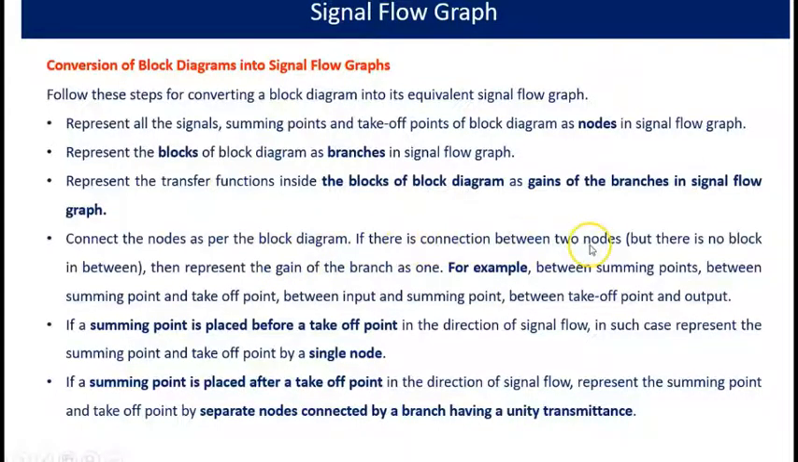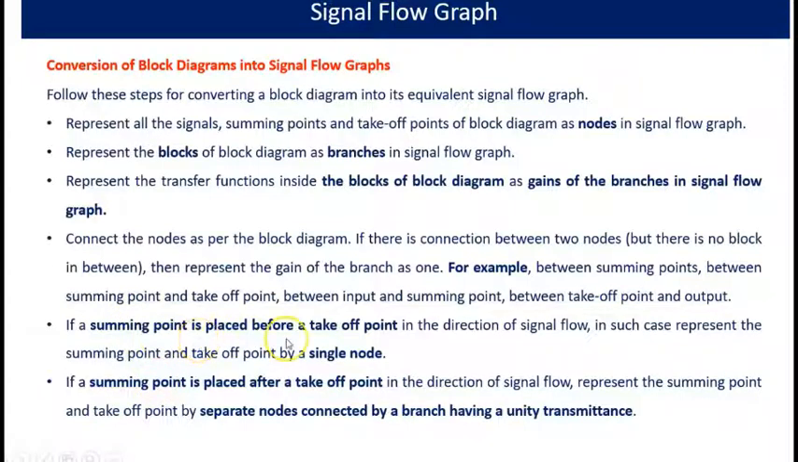If there is a connection between two nodes, then represent the gain of the branch as one. That is, there may be consecutive summing points. Between these two summing points, we have to connect a branch with gain 1, unity, a branch with unity gain. And these two rules are important.